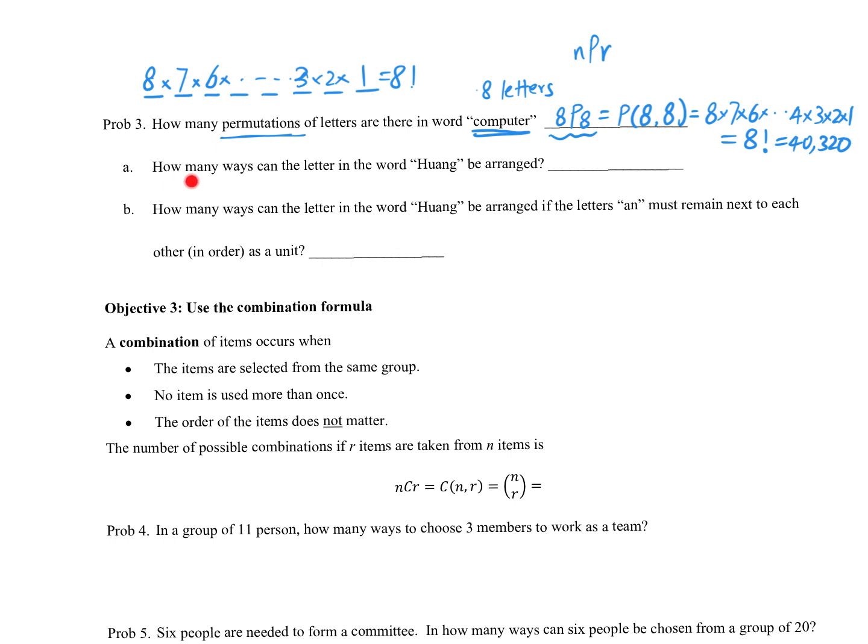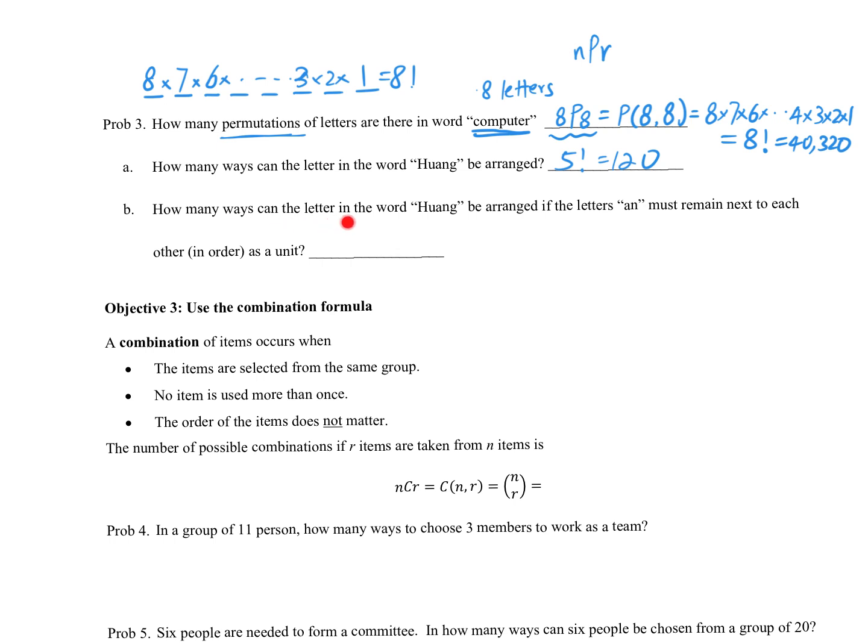Now, next, how many ways can the letters in the word HUANG be arranged? So there were H-U-A-N-G, 5 letters, right? So you can do it quickly. It's going to be 5 factorial, which is 120.